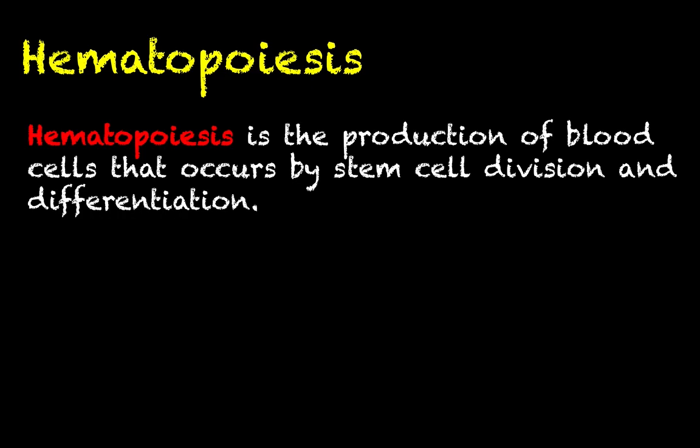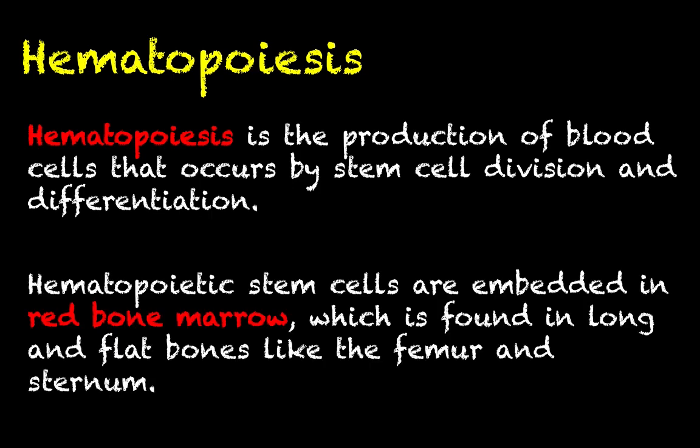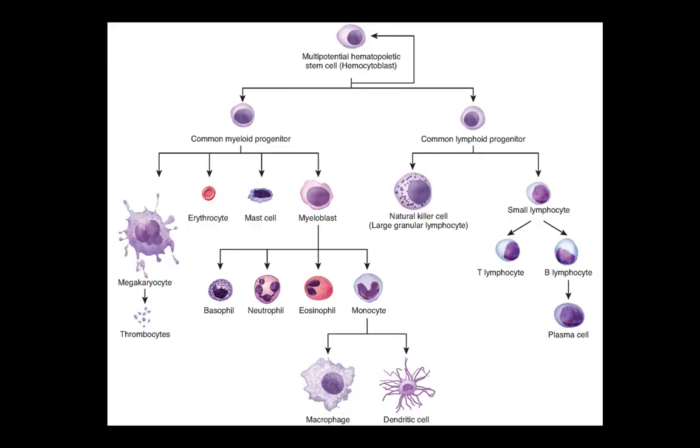So let's revisit that one specific case of multipotent stem cells. Hematopoiesis is the production of blood cells that occurs by stem cell division and differentiation. This is going to produce all of the different blood cells that you will become familiar with as the semester goes on: red blood cells, the various types of white blood cells, platelets, and so on. These hematopoietic stem cells are embedded in red bone marrow, which is only found in long and flat bones in the body like the femur and the sternum.